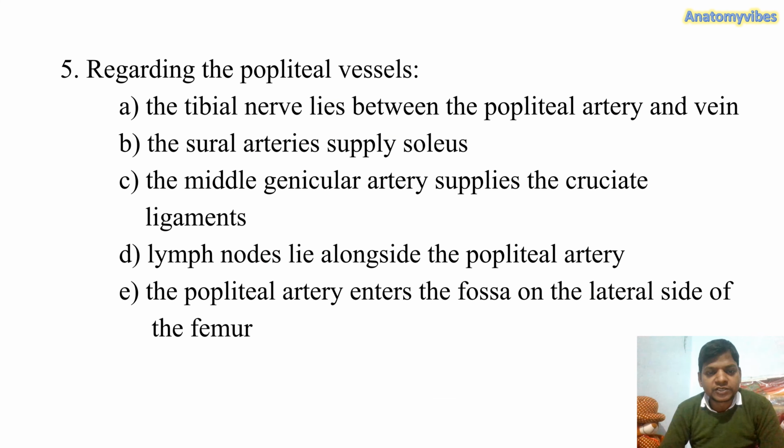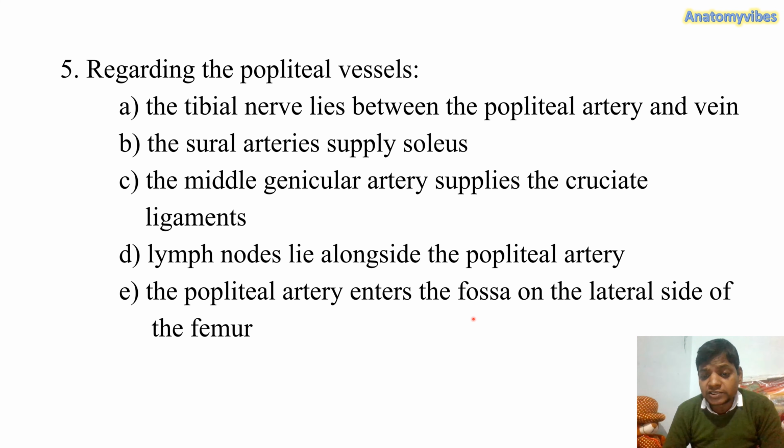So here is one important question regarding the popliteal vessels, which is correct. Tibial nerve lies between the popliteal artery and the vein. As we have discussed, tibial nerve is most superficial, so this is an incorrect statement. Next, sural artery supplies soleus. Soleus is supplied by the posterior tibial artery. Next, middle genicular artery supplies the cruciate ligament. So this is important. The popliteal artery has 5 genicular branches and the middle genicular artery will supply the cruciate ligament. So this is correct. Lymph nodes lie alongside the popliteal artery? No, they lie along the popliteal vein.